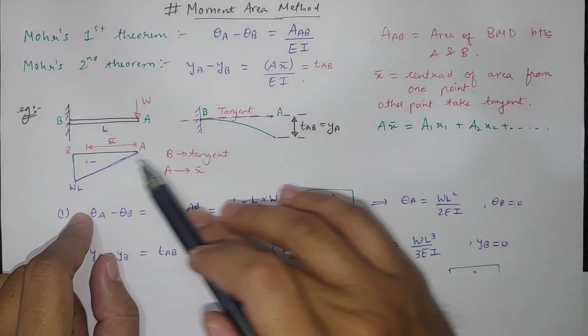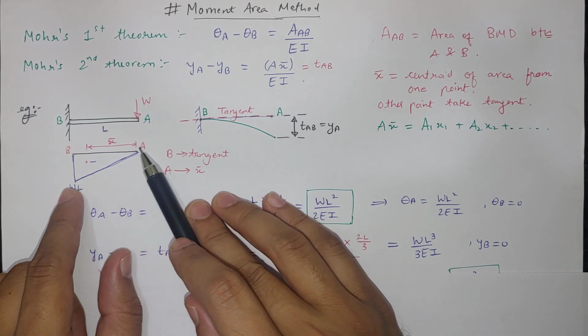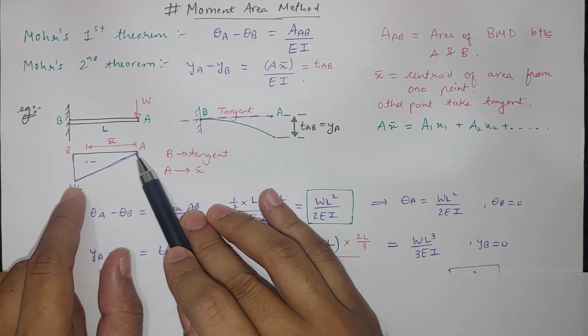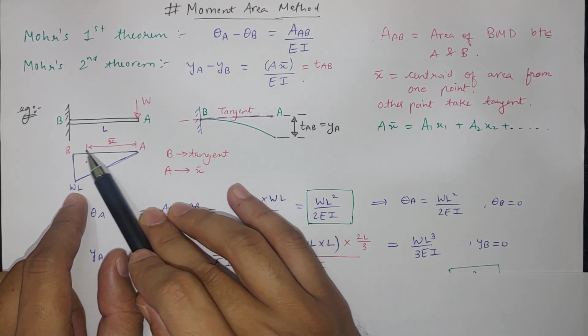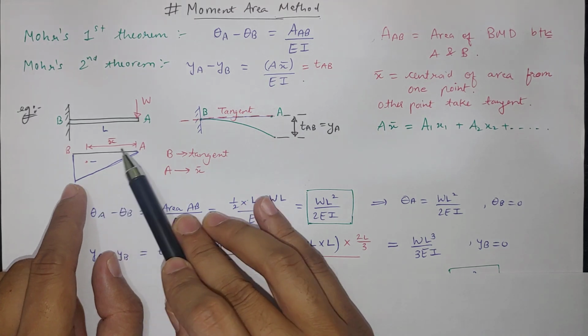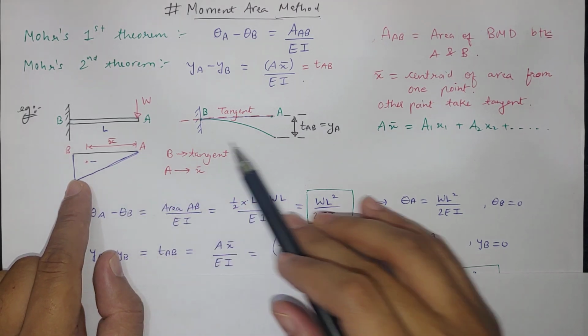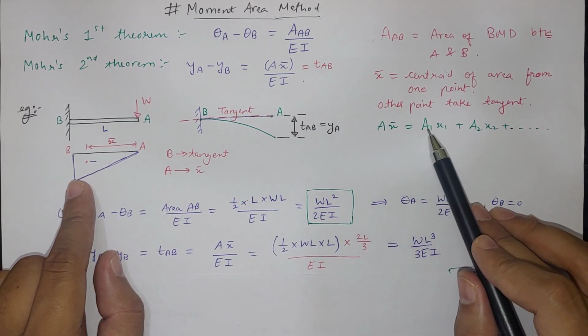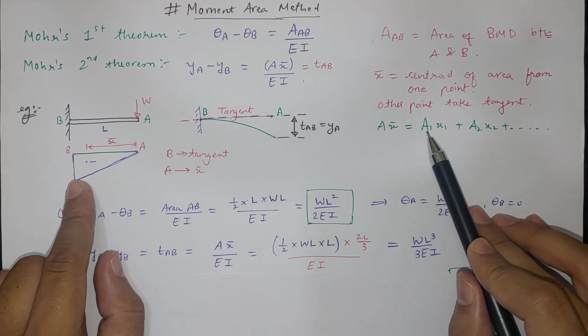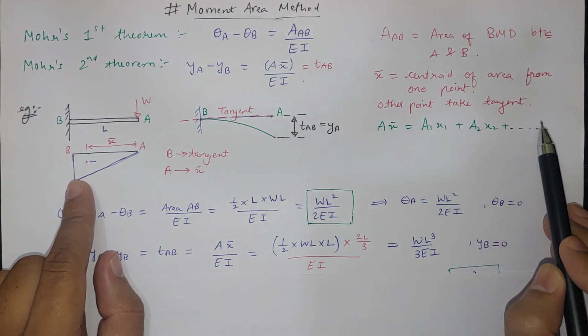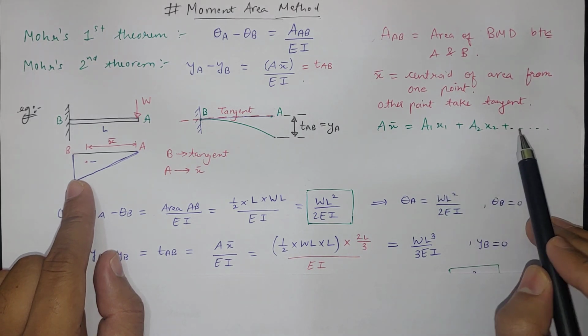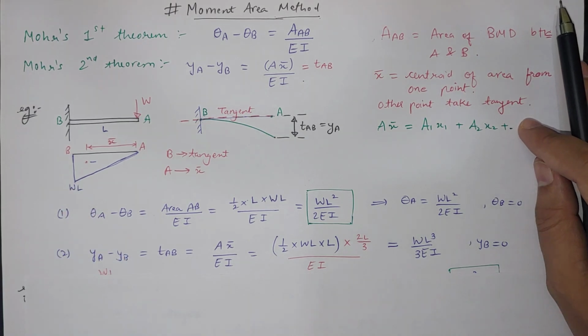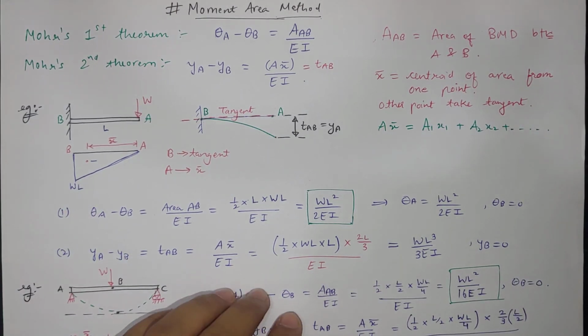And this is only one area. If you have multiple areas and multiple different shapes of areas combined between A and B point, then we directly calculate AX bar as A1 X1 plus A2 X2 plus A3 X3, like that we can calculate directly. Now we'll look at one more example.